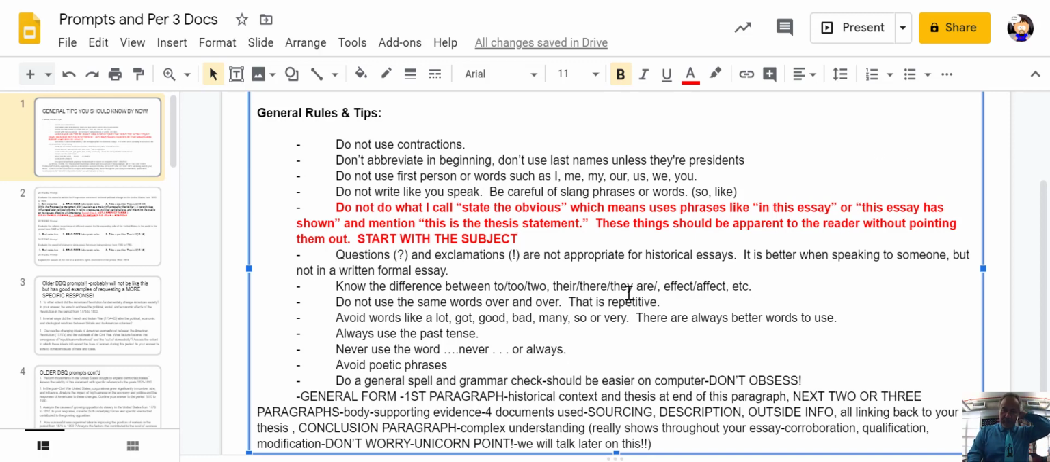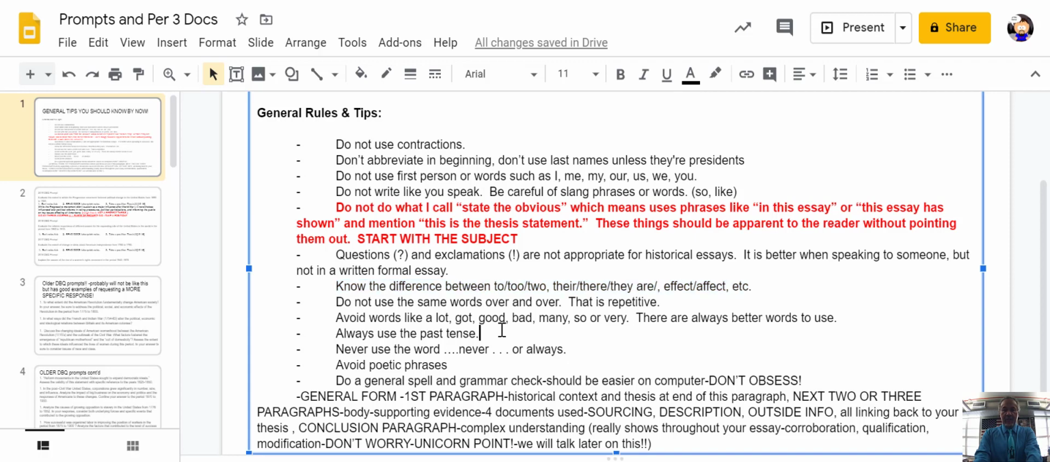Questions are not appropriate for historical essays. Do not put a question up there, such as what did the colonists really rebel against? Do not start off your intro with a question. Know the difference. This right here is something that you would just expect to know.